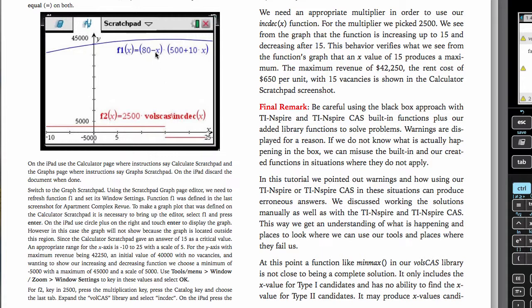If we put 15 and subtracted it from 80, that would give us 65 units. And then if we put in 15 times 10, that gives us 150 plus 500, a rent of 650. And again, substituting both of these in and multiplying out would give us 42,250.